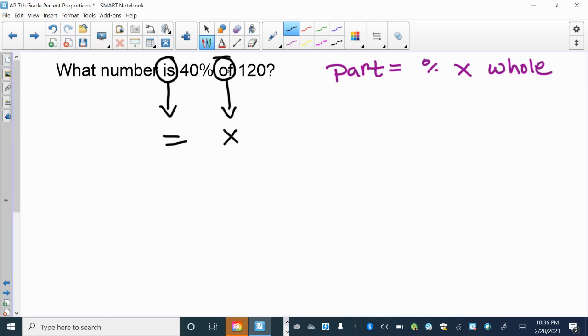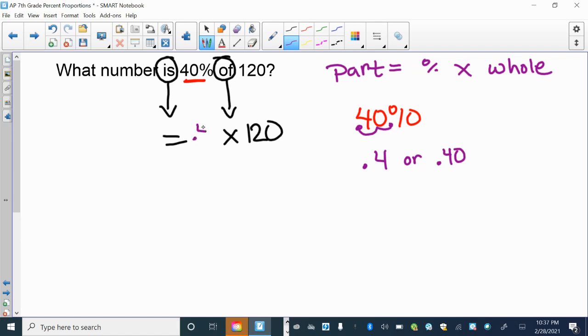I'm going to bring my 120 because it's right next to the of, 120. And I have a percent here, and I need to convert that percent to a decimal. And I know that there's a decimal between my 0 and my percent sign. I'm going to move that decimal 2 places to the left. And now I have either 4/10, or I can write this as 40 hundredths. So I'm going to use 40 hundredths. And for my what number, which is my part, I'm going to use the letter P.